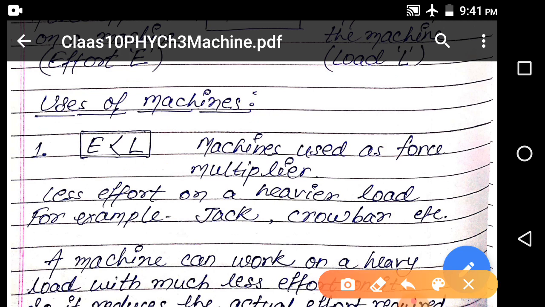If we think about lifting the car by our hand, that means the effort is directly given without a machine, then it is quite impossible for us. So here we give a less effort on the jack, and the jack applies a greater force on the car to lift it. So here the effort given by us is quite less as compared to the load. Here load, L, is the force that the jack applied on the car.